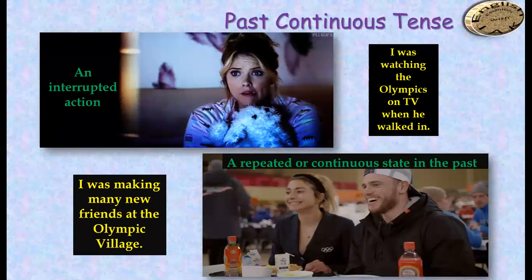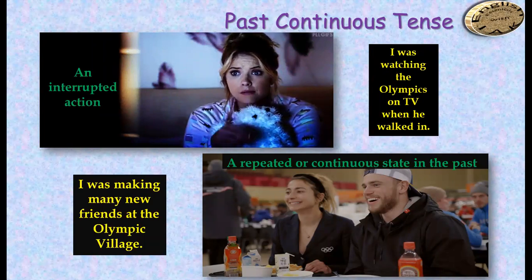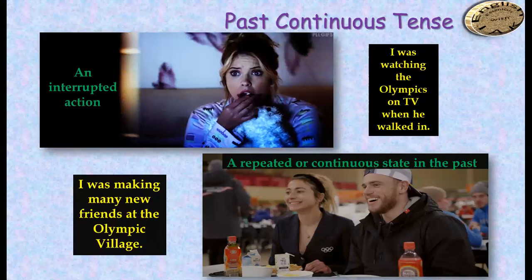Here it comes. Past continuous tense. An interrupted action. I was watching the Olympics on TV when he walked in. It describes a repeated or continuous state in the past. I was making many friends at the Olympic Village. So that was past continuous tense.